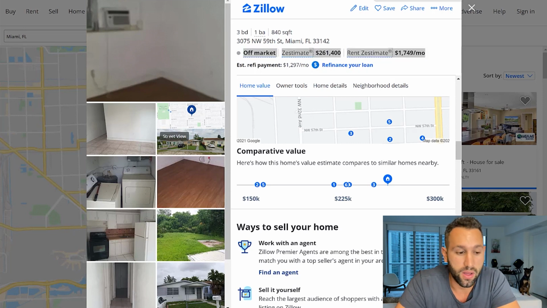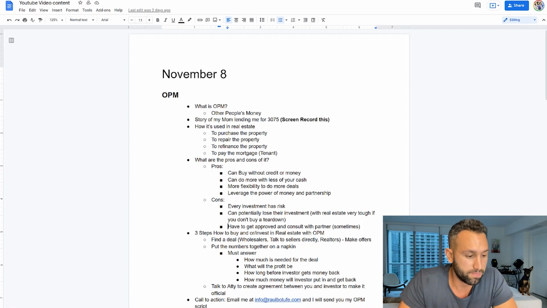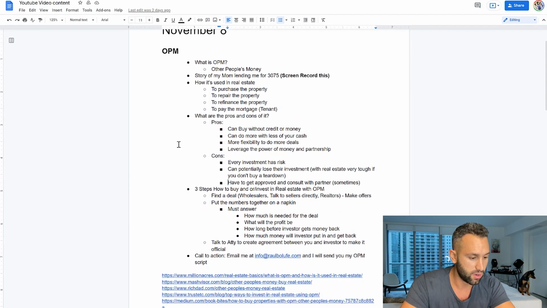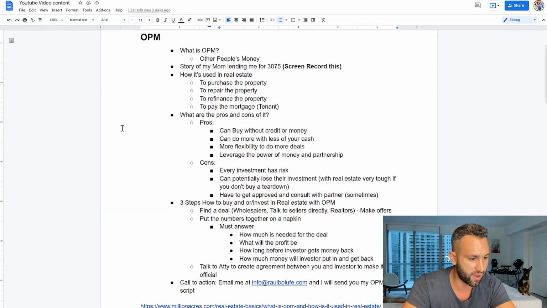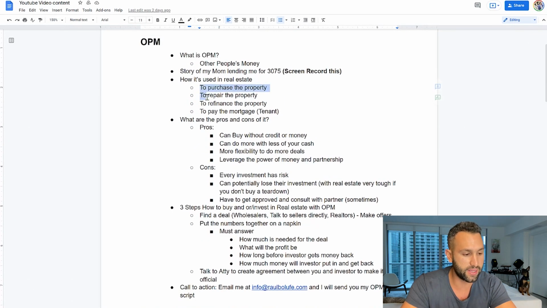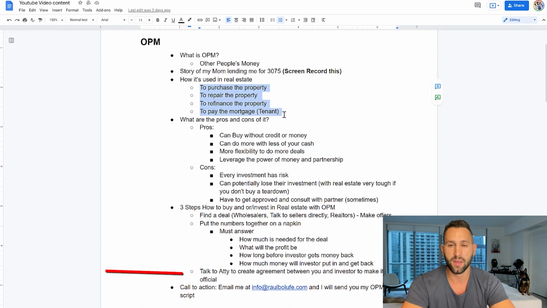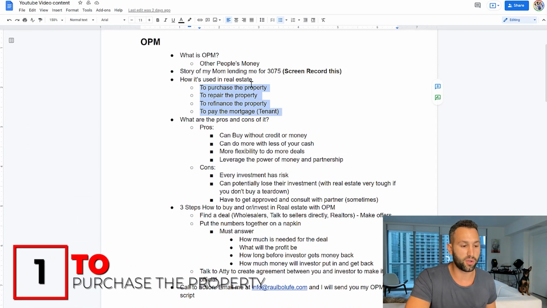But yeah, so that is an example of how to do it. So I want to go over exactly how it's used in real estate, and we can show my screen here so you could see how I broke this down. So this is the way it's used in real estate in 4 ways, okay? Number 1, to purchase the property.